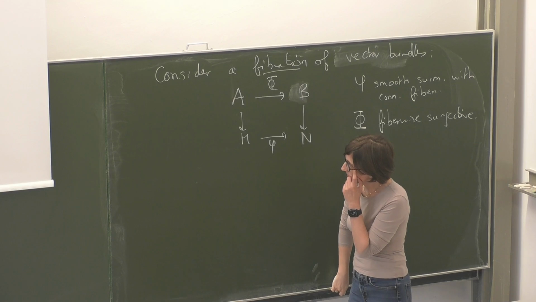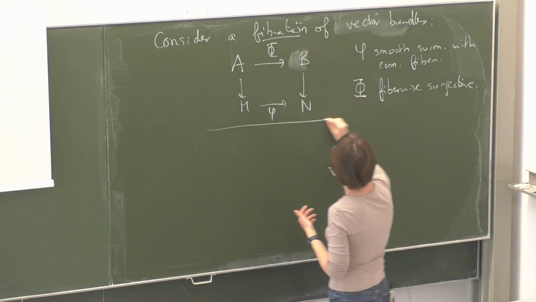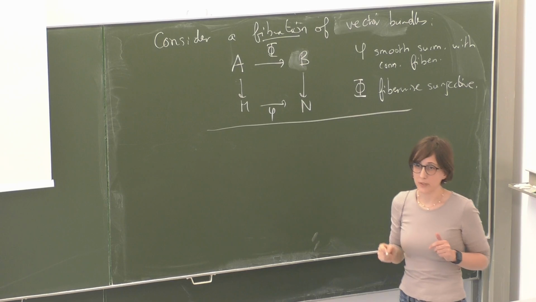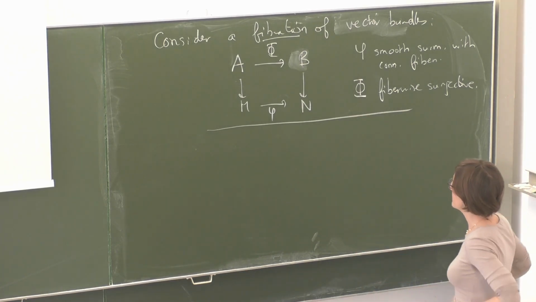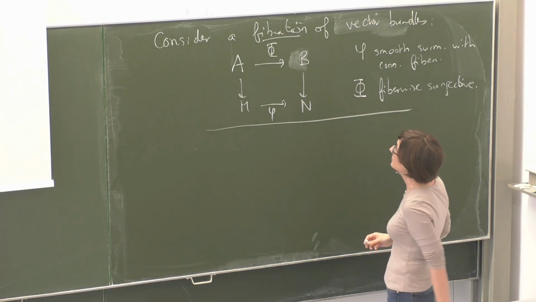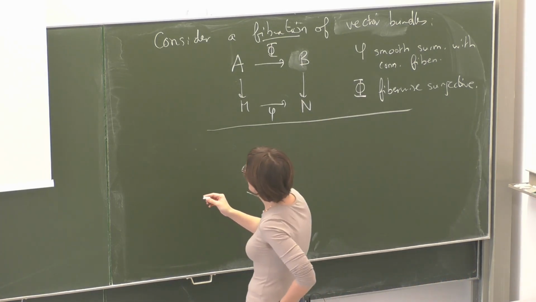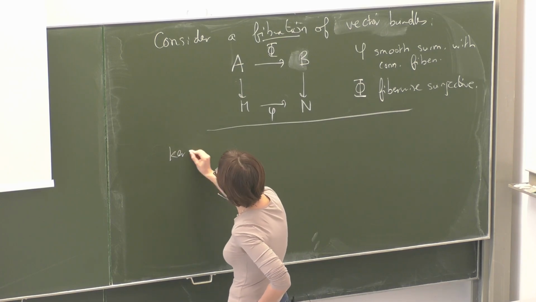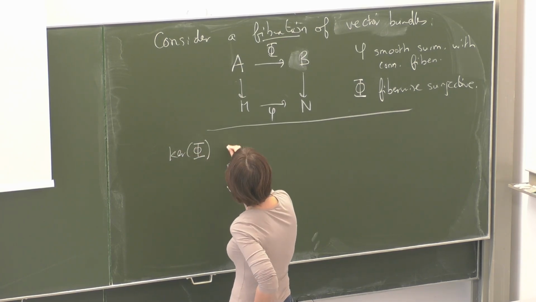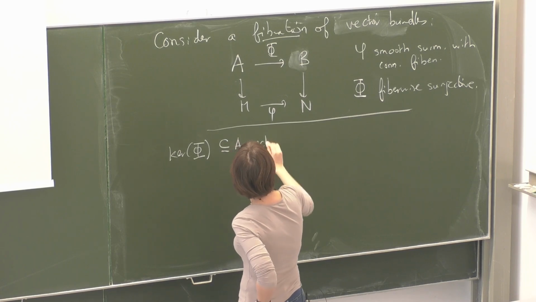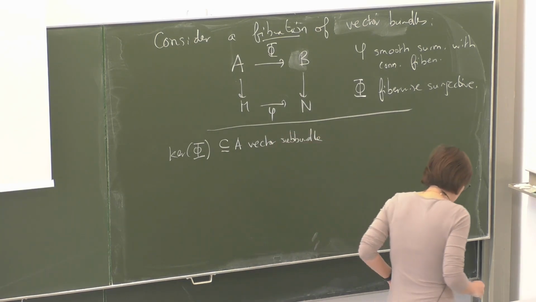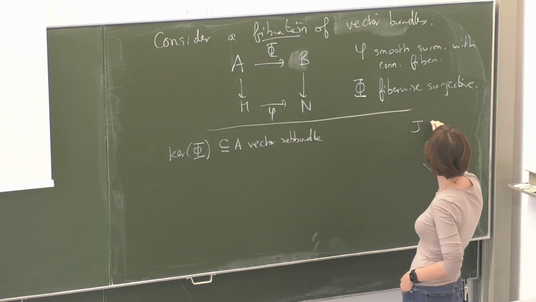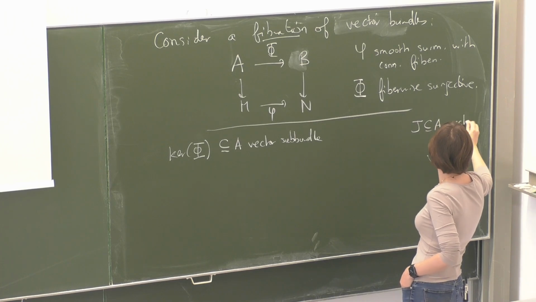Then when you have this, what kind of data do you have? I mean, then B over N is some kind of reduction of A over M because it's an image of an epimorphism of vector bundles. So you're going to have the kernel of phi in A, that's a vector subbundle. So let's make it abstract over here. As data, we have a vector subbundle J in A.